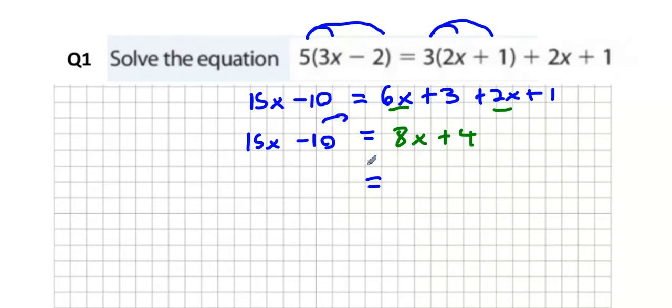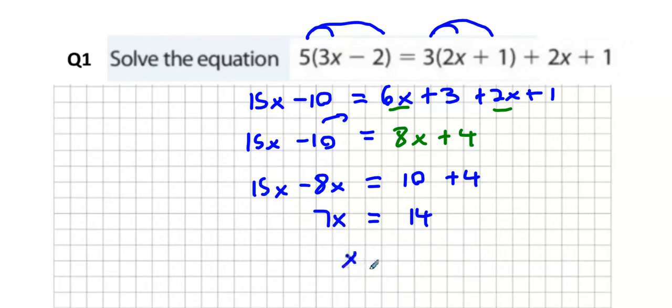Okay. So, 15x take away. The 8x goes from the right to the left. The 4 stays where it is. And the 10 moves over. And then 15x take away 8x. 7x. Yeah, sorry. Now, guys, divide by 7. What do we get? 14 over 7. X equals 2.